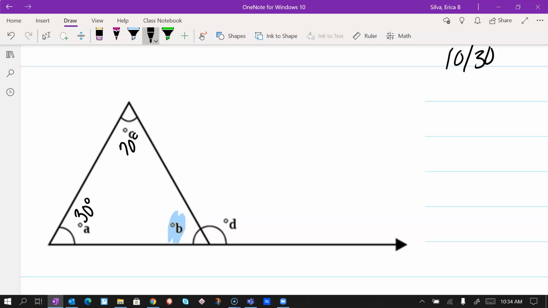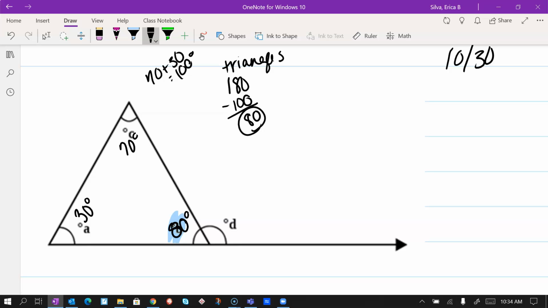Yes. Perfect. All triangles equal 180. So then what would we do? Right, add 70 plus 30, and then subtract it from 180. And that gives us 100. And 180 minus 100 is 80 degrees. So our B is 80 degrees. Don't write anything down yet.